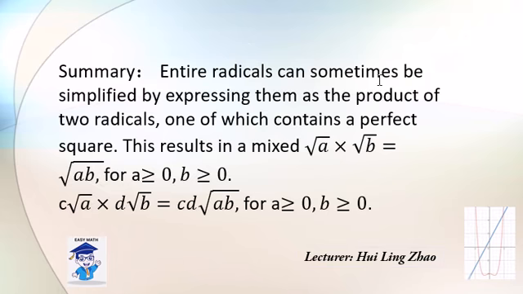An entire radical can sometimes be simplified by expressing it as a product of two radicals, one of which contains a perfect square. This results in a mixed radical. The square root of a times the square root of b equals the square root of a times b. And another example, c times the square root of a times d times the square root of b equals c times d times the square root of a times b.